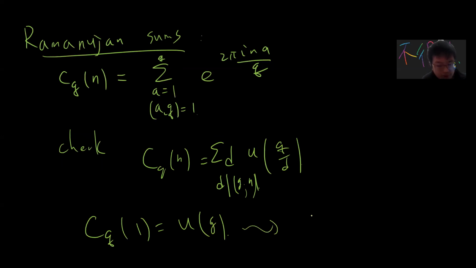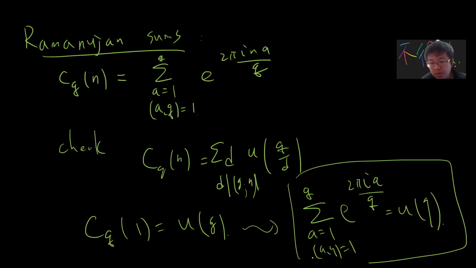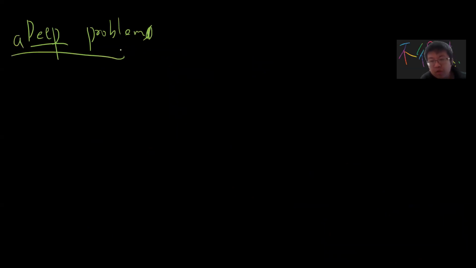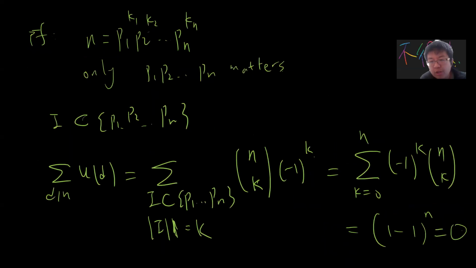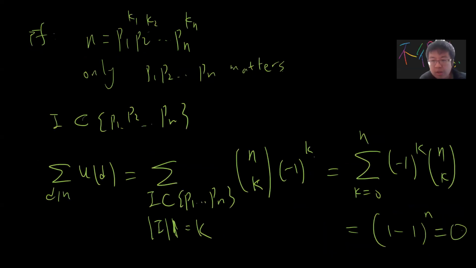If you choose n to be 1, you get mu of q. So you basically prove something really deep: the sum over a from 1 to q, with gcd(a, q) equal to 1, of exponential 2 pi i a divided by q, is mu of q. So this is also a deep relation. You might think that this mu function is trivial. Somebody gives you a number: if it is not square free, it is 0; with an even number of distinct prime factors it is 1; with an odd number, it is -1.